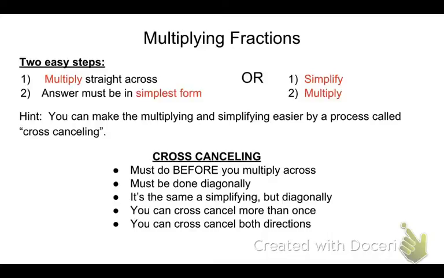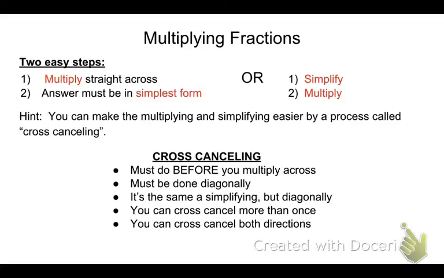In today's lesson, you're going to learn how to multiply fractions. There's 2 easy steps to follow. Number 1, you multiply straight across. You do this with your numerators and your denominators. The second step is that your answer must be in simplest form. You've also heard this called reduce. You must reduce your fraction.